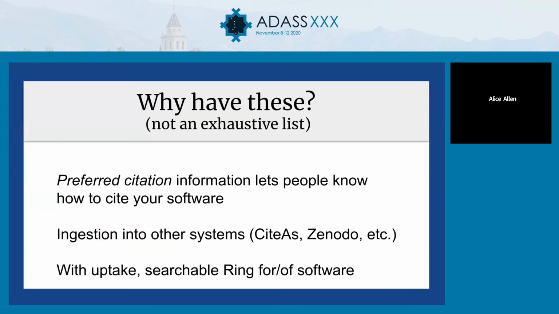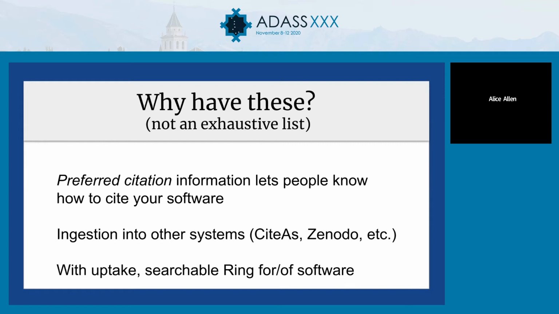So why do we have these? This is not an exhaustive list, but they're good things to have because they let people know explicitly how to cite your software. I can't tell you how many times I look at a code site and I can't tell what is supposed to be used to cite that software. So I can't include that information on the ASCL because I can't find it. It also allows this information to be ingested in other systems, such as CITATION. I just got an email from the manager of that project, in fact, while we were talking, because we have an API now where they can ingest our information more easily.